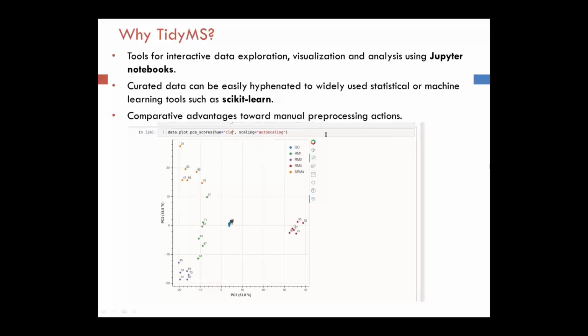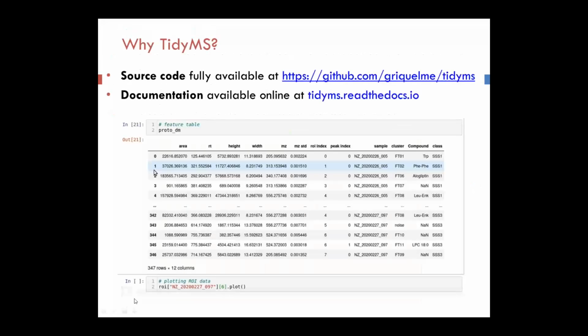The curated data also can be easily integrated to widely used statistical or machine learning tools such as scikit-learn, which is the one we use for building the PCA models, and we also use it for the support vector machine models that we use in the lipidomics study that I mentioned at the beginning. And it has comparative advantages toward manual pre-processing actions.